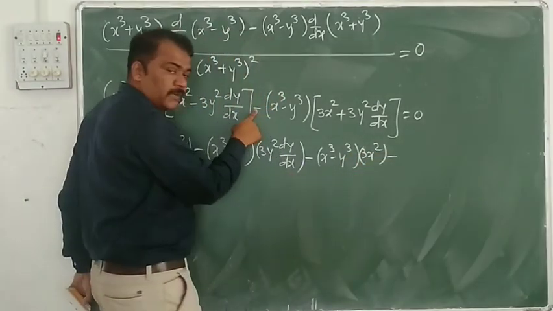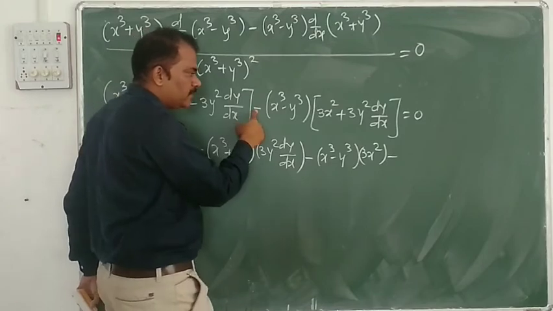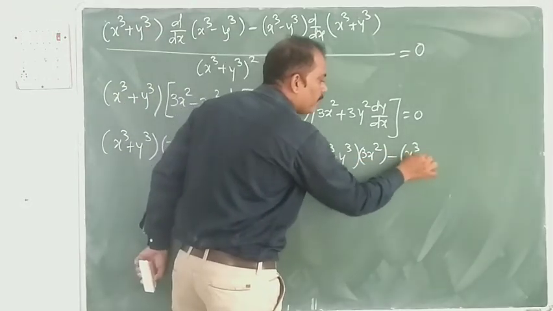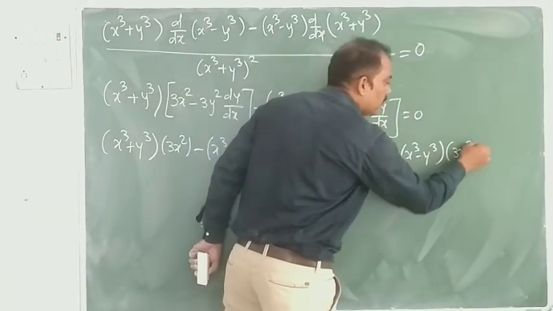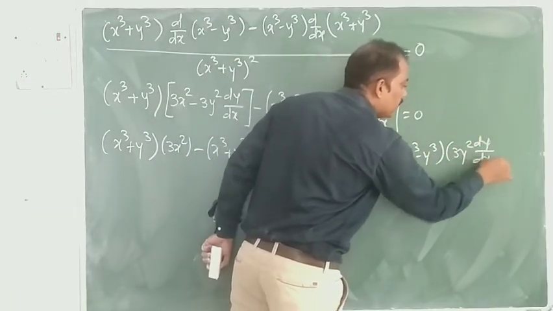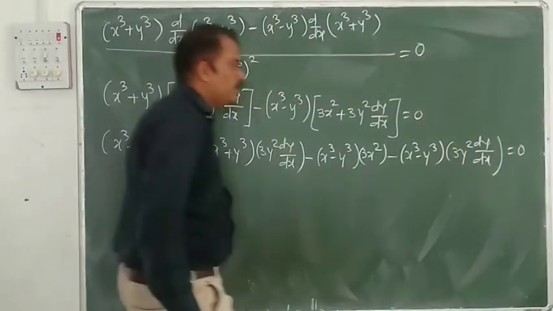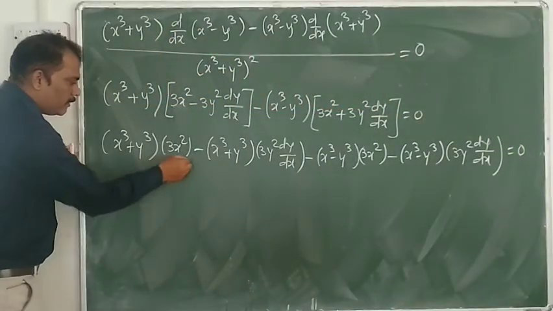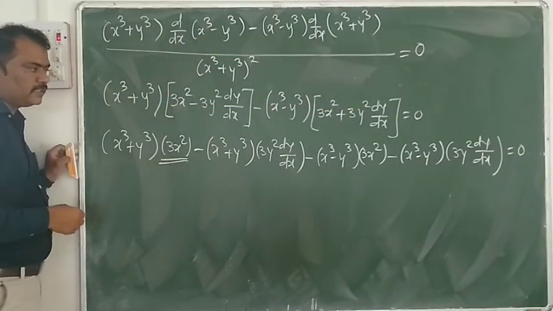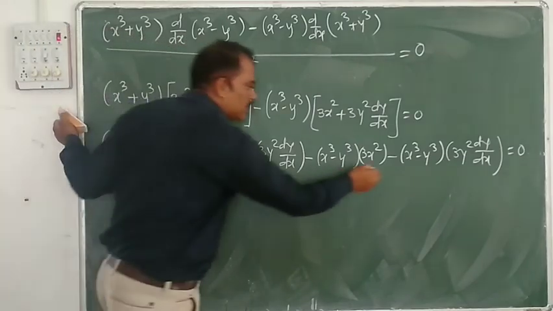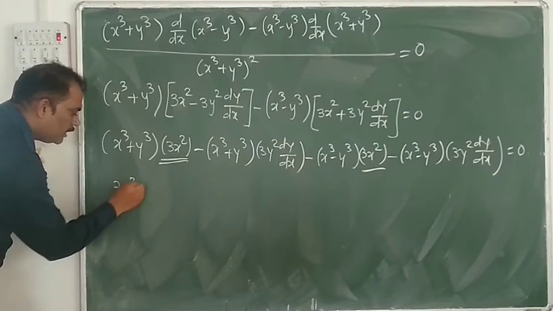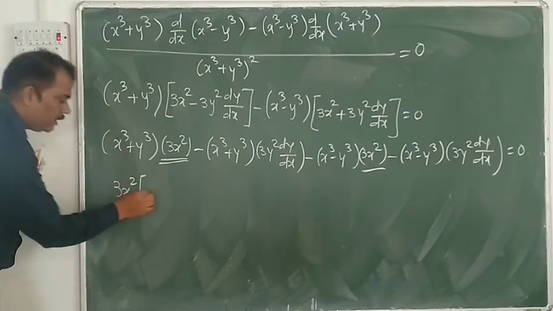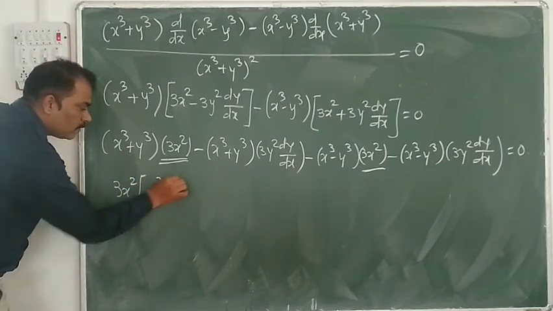Also, we have to multiply by this bracket with the minus sign, that is minus x cube minus y cube, into 3y square dy by dx is equal to 0. Now we have to take the common. From this term we have to take 3x square common, so that 3x square into the bracket, remaining only x cube plus y cube.